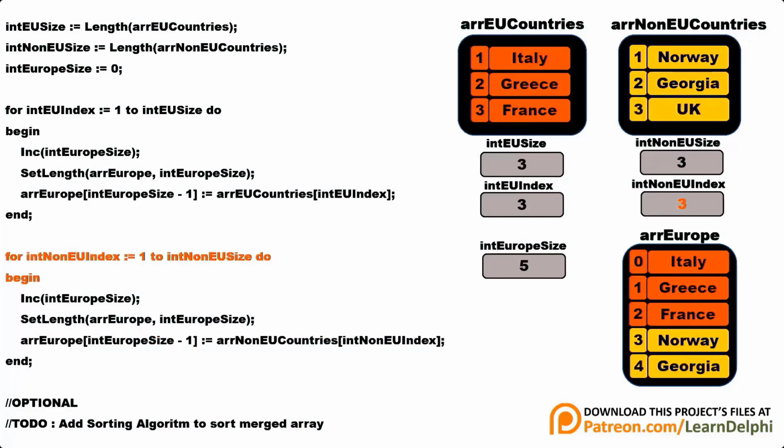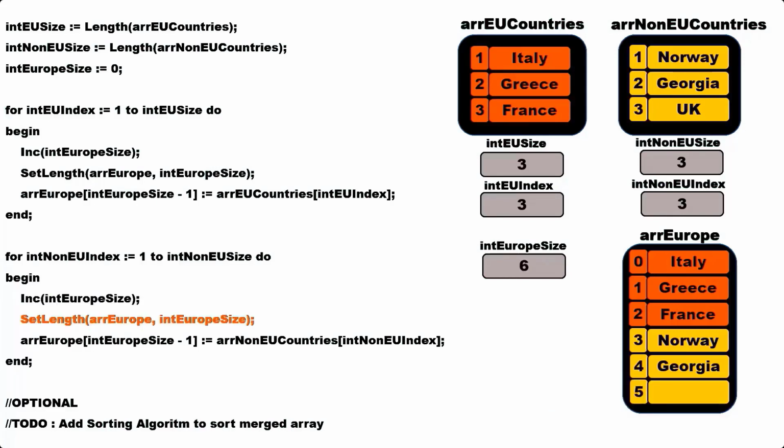Then you go back to the top of the for loop and increment the index to 3. Index 3 is the UK. Then you increase the integer that sizes the dynamic array to 6. The setLength procedure adds the 6th element to the dynamic array. And you assign UK in index 3 of the non-EU countries array to index 5 of the dynamic array. Now the second loop is also done. And that is how you merge 2 or more arrays.